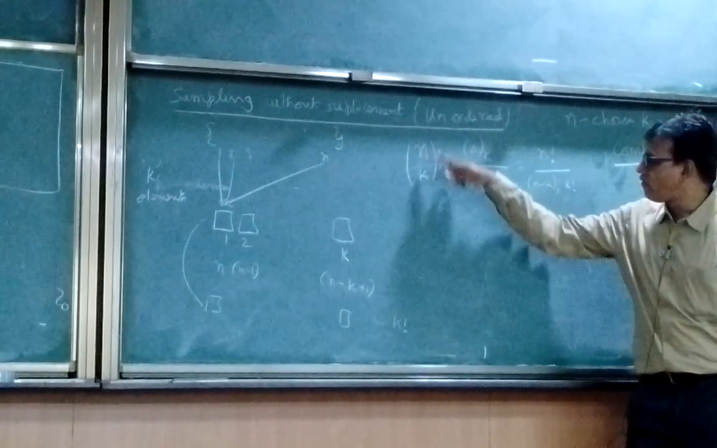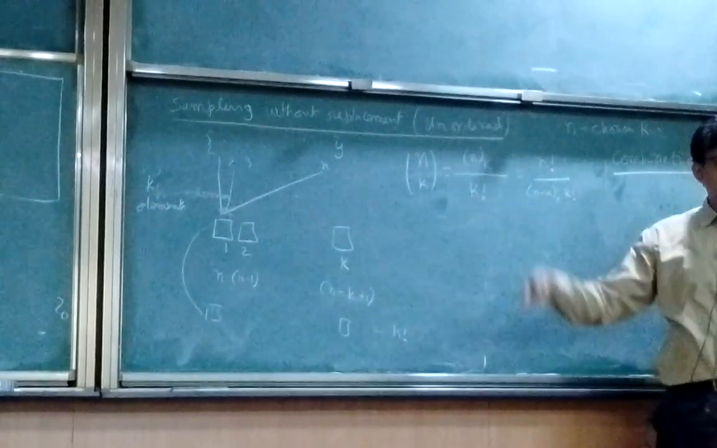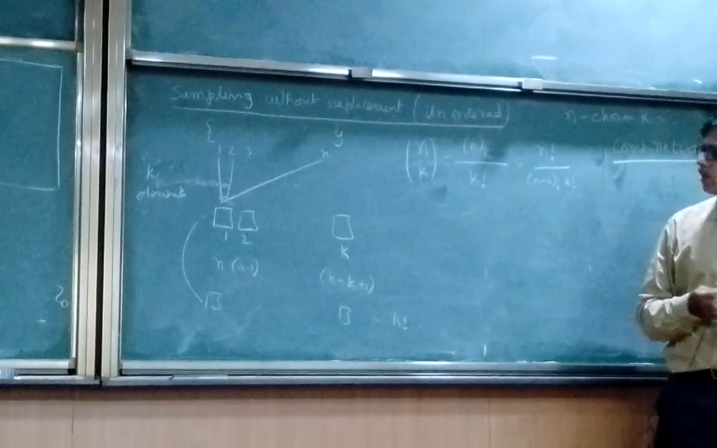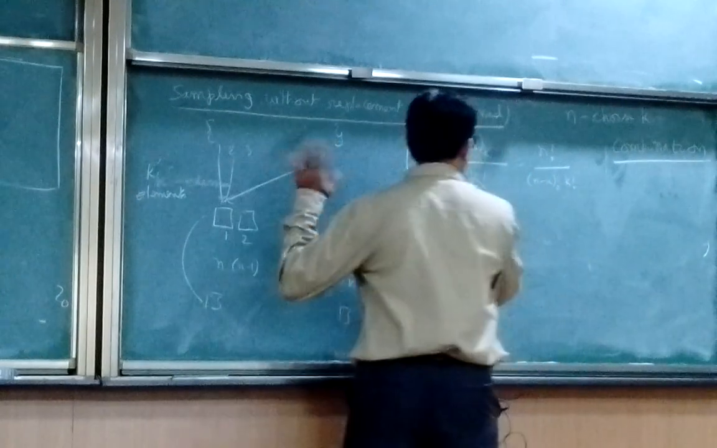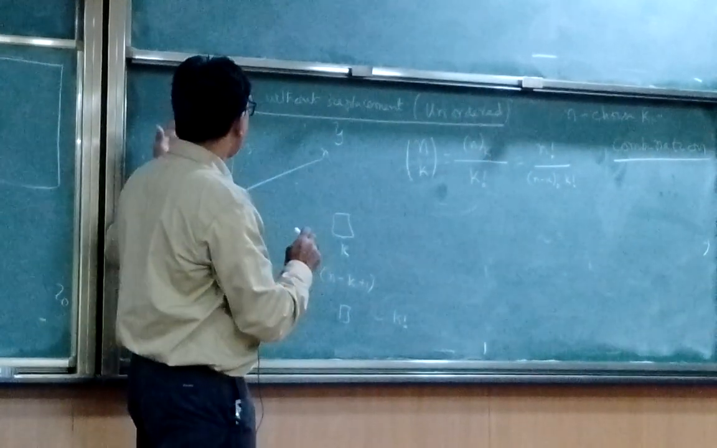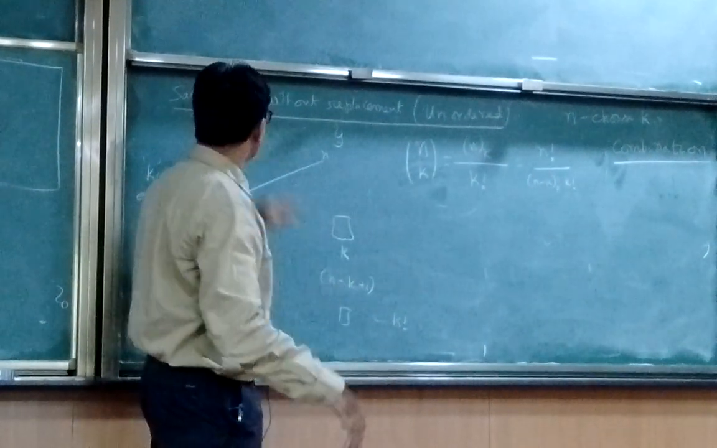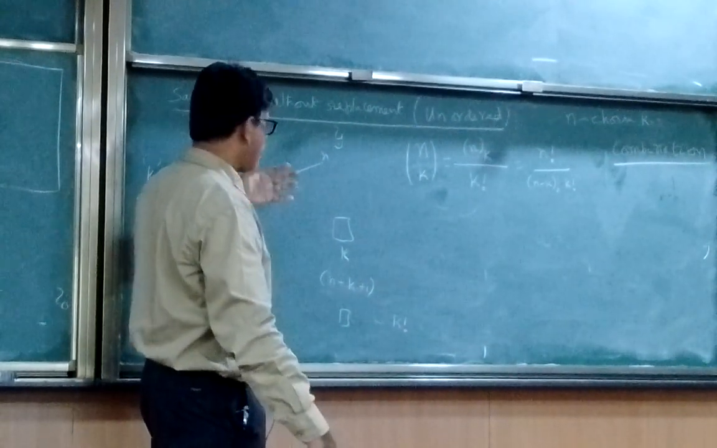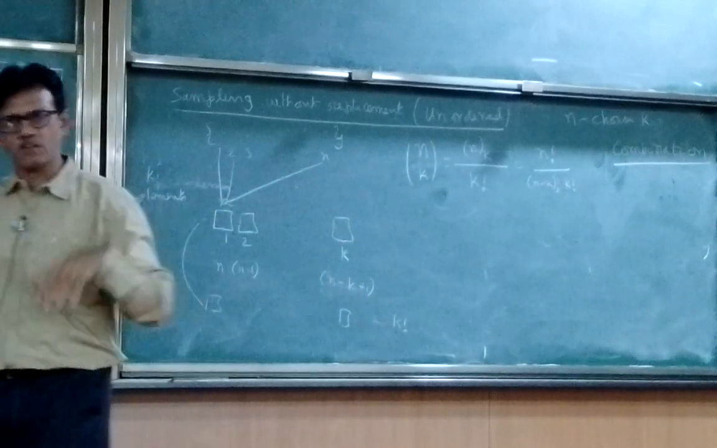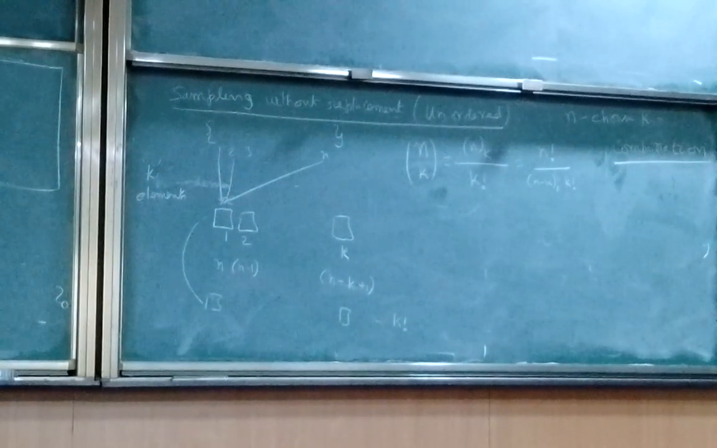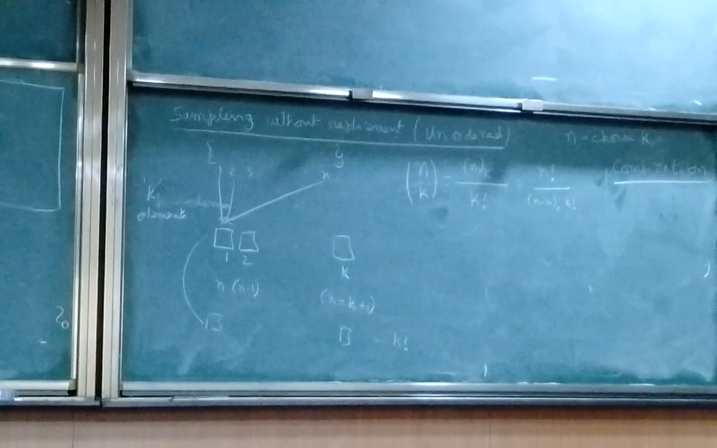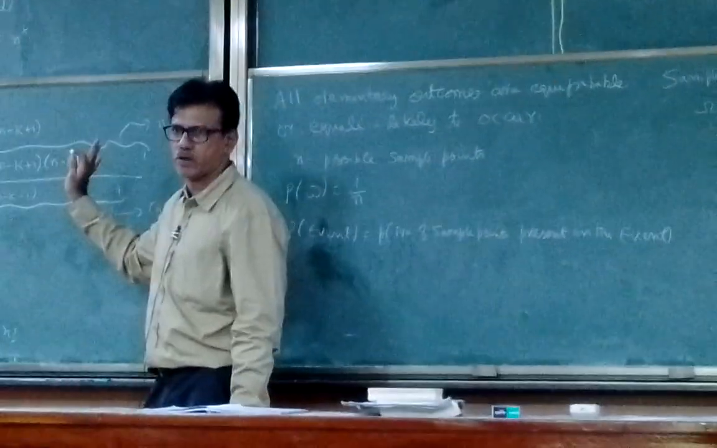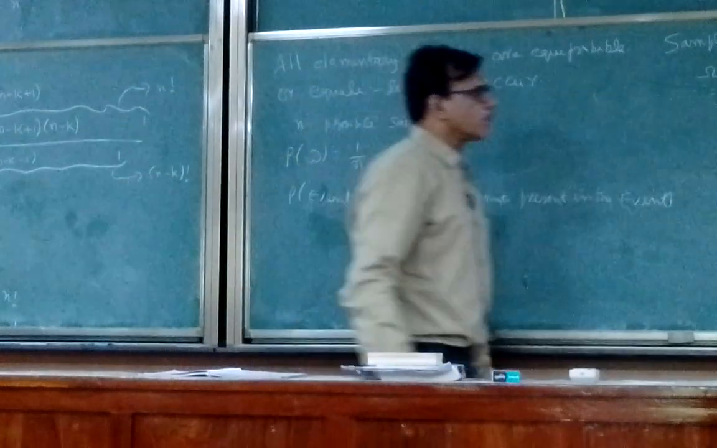To use this symbol for n choose k, there are other ways in which it can also be written. So these are the basic ways in which you can do the different kinds of sampling from a set of n. The other one, which we have not discussed, is with replacement and without ordering, where you have to divide n power k by k factorial.